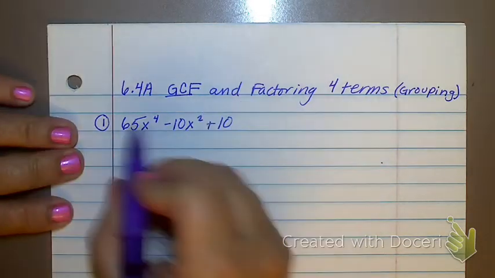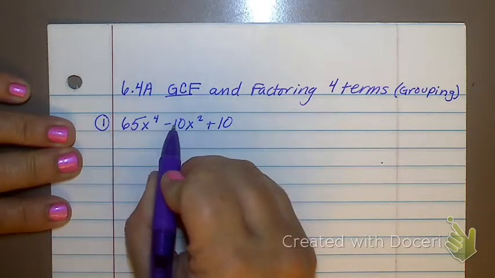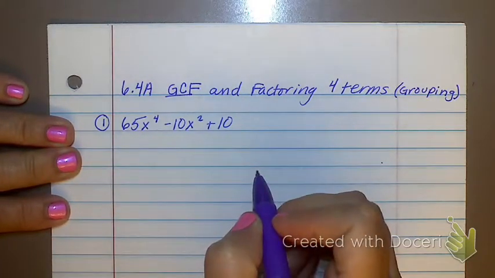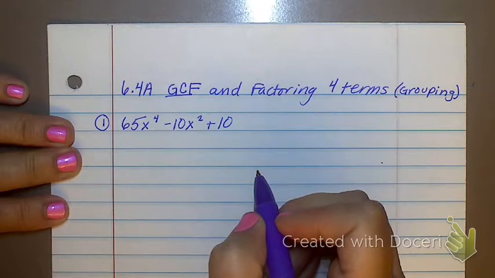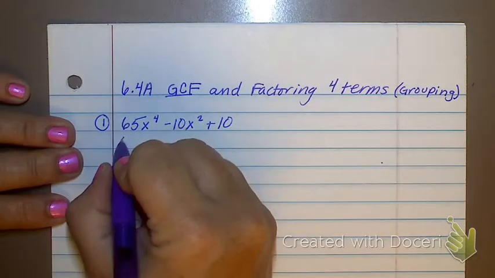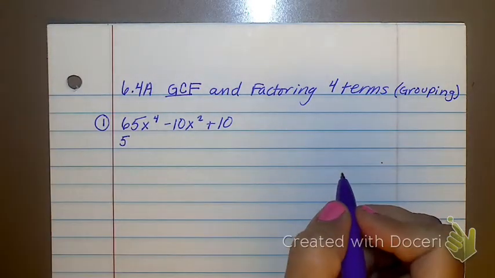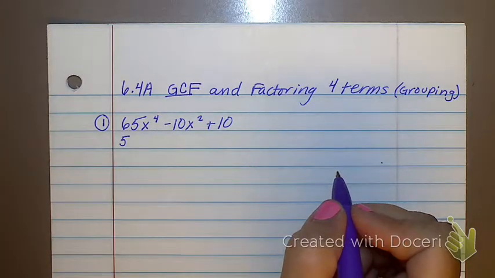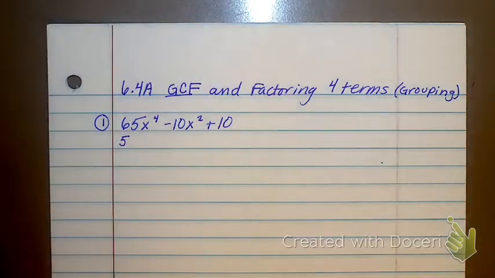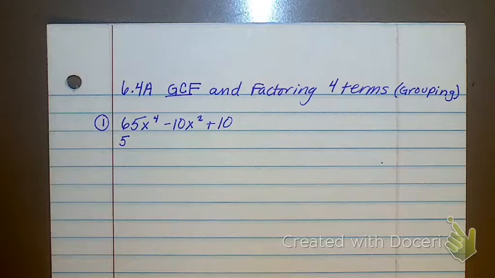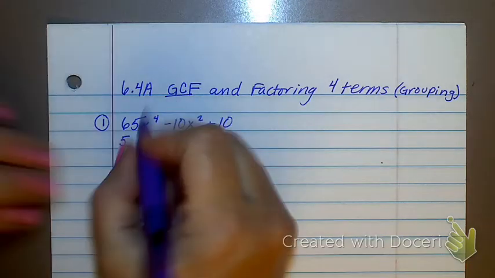So if I look at just the numbers first, 65, 10, and 10. What's the largest number that all those can be divided by? 5. So a 5 was most likely distributed to get that as a result. What about the x's? Is there an x in all of them? No. So that tells me an x was not distributed, because if it was distributed, it would be on all the terms, right? Okay.